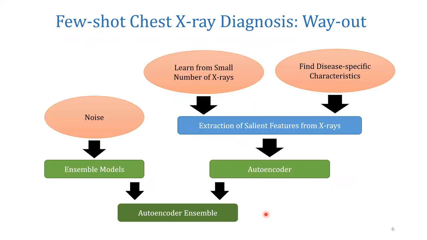So when we try to design a few-shot chest X-ray diagnosis method, we need to find solutions for each of these challenges. Now, in order to handle noise, it is known that ensemble models are useful in handling noise in the data. When we need to learn from a small number of X-rays and we have to find disease-specific characteristics, especially from small lesions, extraction of salient features from chest X-rays might be useful. So if we can find salient features from the target lesion, that might be more useful in the accurate diagnosis of the lesion. And autoencoders are known to be useful in extracting salient features from an input feature vector. Therefore, to design a few-shot chest X-ray diagnosis model, we plan to use an autoencoder ensemble.